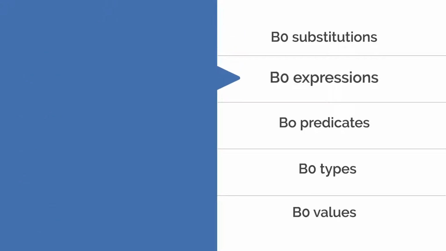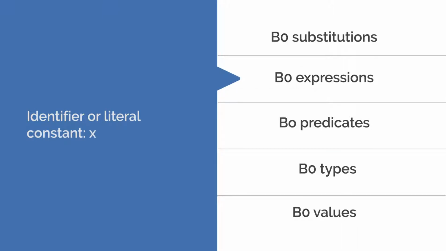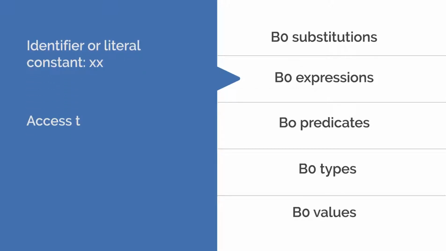Regarding B expressions, we can have an identifier or literal constant like XX. We can have access to an element of an array like AA index XX.